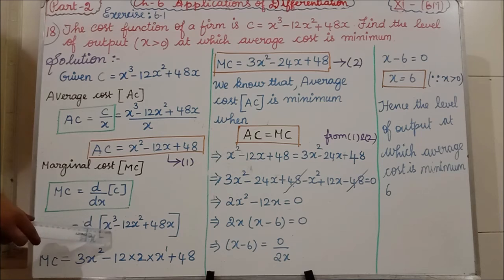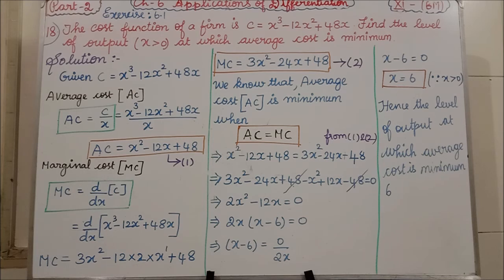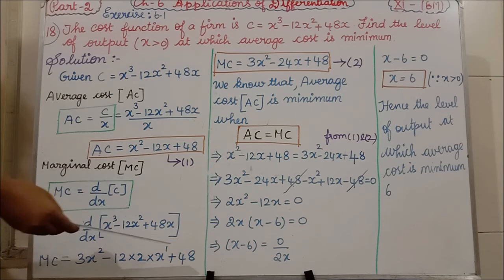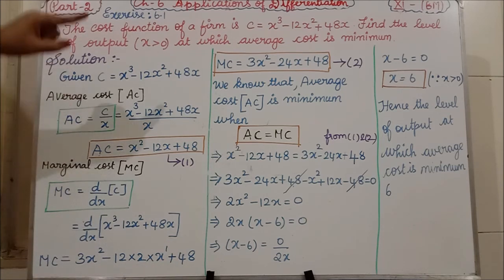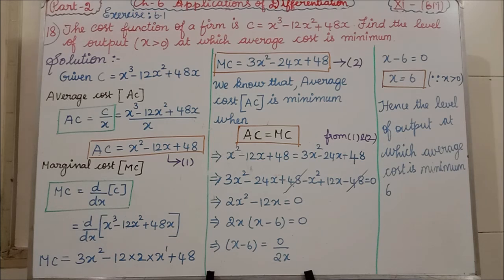Clear? So x cube, if you differentiate, gives 3x square. 12 I am writing as such, x square if you differentiate, I am getting 2x to the power 1, plus 48 into x. For x, if we differentiate we will get 48. Clear? From this, what is the marginal cost we are having? 3x square minus 12 twos are 24x plus 48. Clear? Now we have got the average cost and we also got the marginal cost.